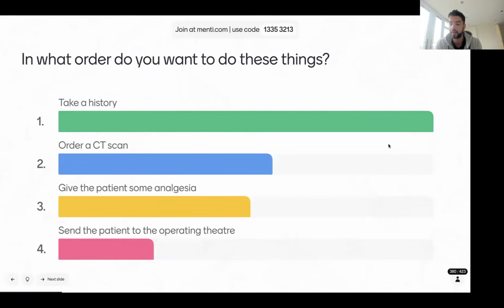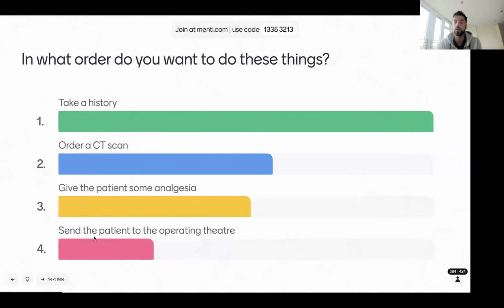You don't have to give anything that could have side effects or cause the patient harm. So I would probably argue in this case we want to give the analgesia, the painkillers first, but then yes, absolutely, we then want to take a history, and we'd obviously need to get a scan and make sure we know what we're dealing with before we send them to surgery.